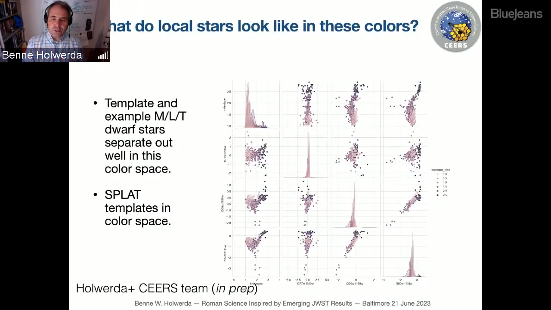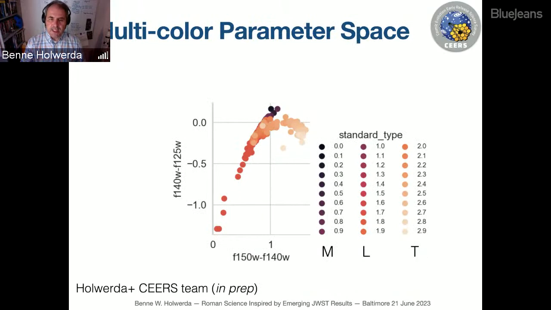So what do local stars look like? Well, this is the color plot. So this is the color space, our feature space, if you're thinking in machine learning terms. And this is JWST, because again, I've got the SEERS logo in the corner there. It does seem to separate out these different types quite well. So this is starting to look good.